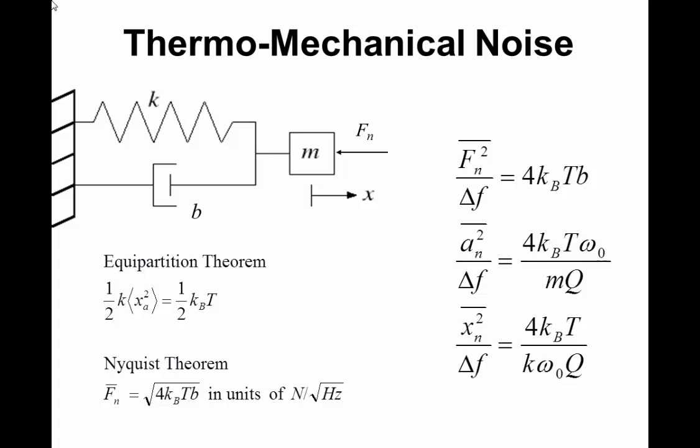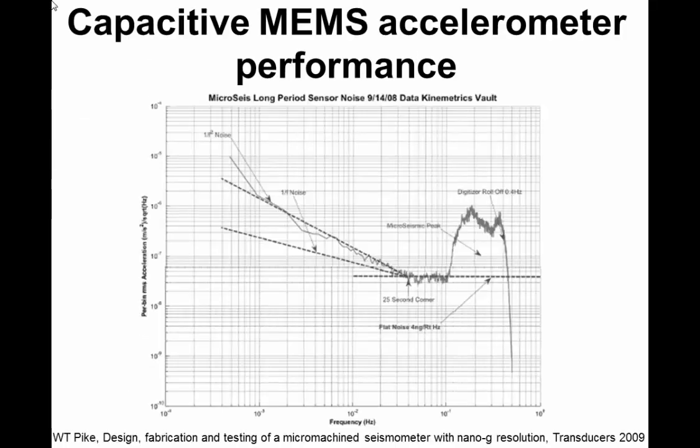And of course, there are practical limits associated with the measurement schemes and the transduction principles applied that involve other noise sources and other sources of drift that ultimately limit the measurement. So this is perhaps the best published result for a MEMS accelerometer. This is from Tom Pike's group at Imperial. And this is a noise floor that's about 4 ng per root hertz. It's measuring the microseismic peak just due to the ambient seismic noise.